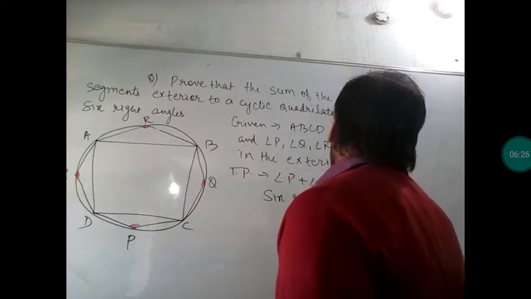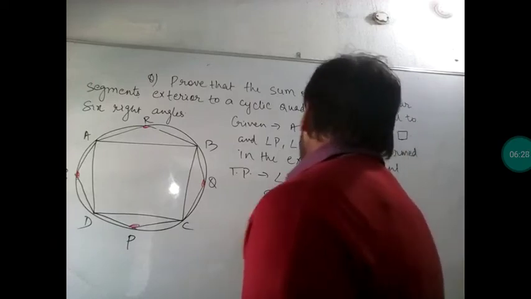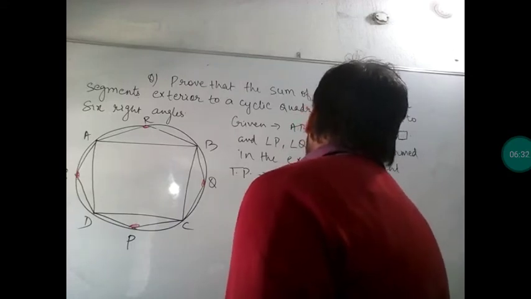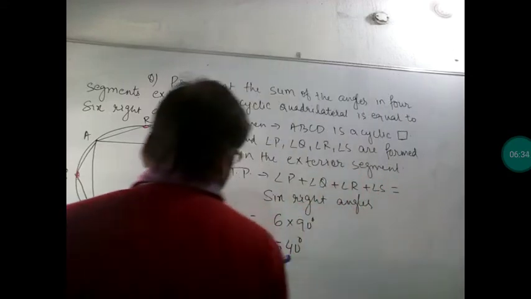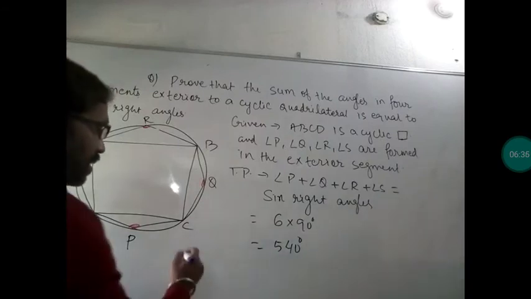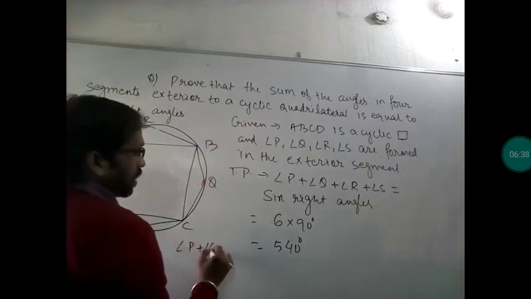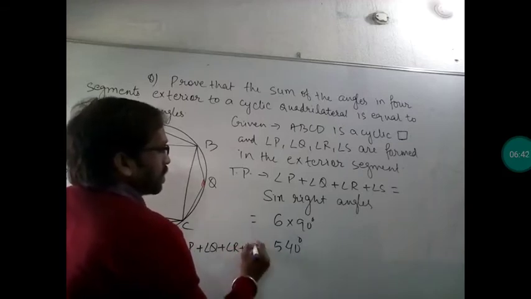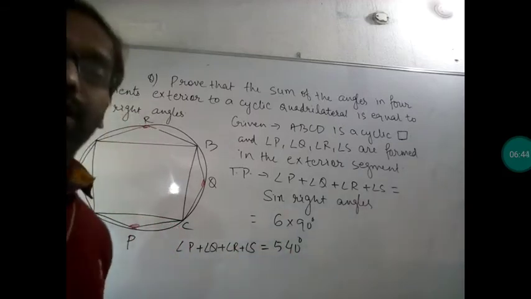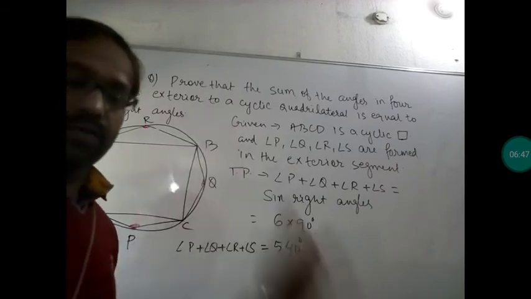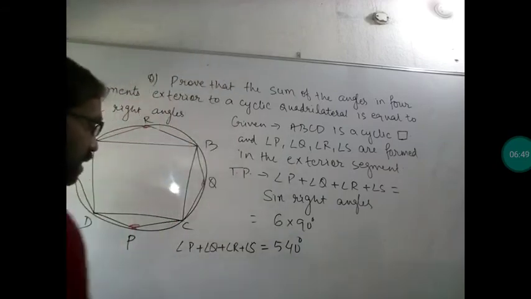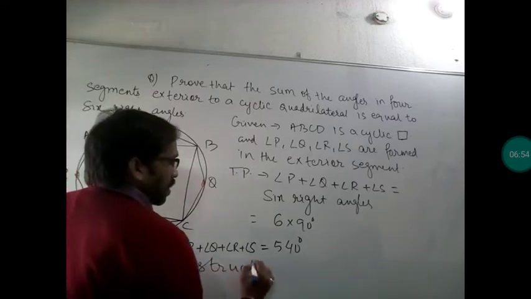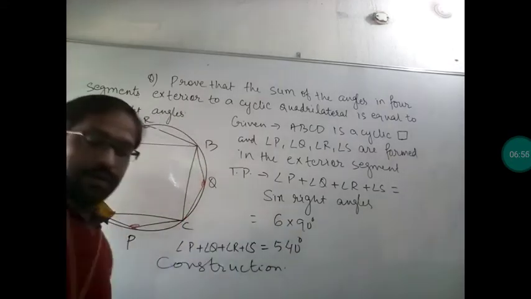So we'll prove that P plus Q plus R plus S is equal to 540 degrees. We'll start the proof here. It's looking very lengthy, but it's very easy. We have to do one construction, and it will be solved. So what is that construction?